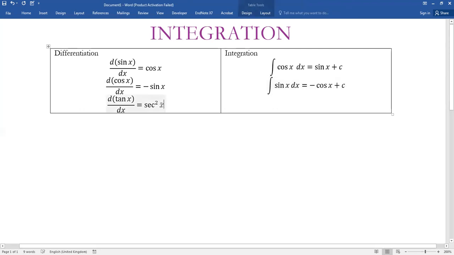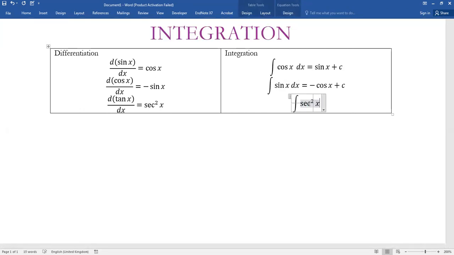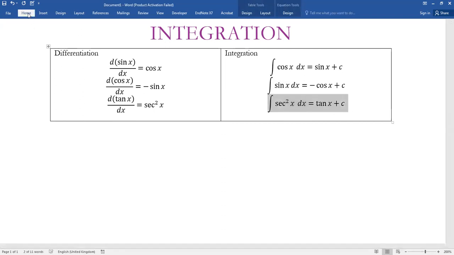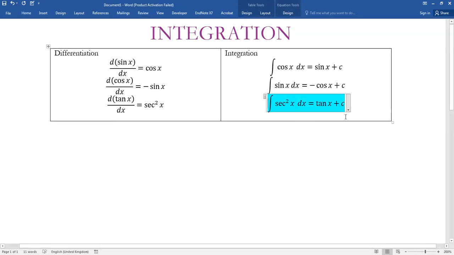I'm not going on tan x right now. I'll explain it to you later on, but just writing it down and giving you a bit of a hint: if I were to integrate sec square x dx, what will I get? Tan x plus c, right? Just keep this in mind. We'll be doing it later on. Just pin it to a point where you understand it.